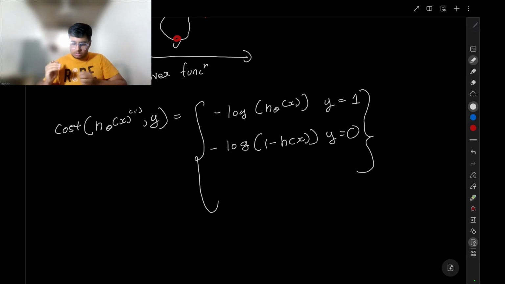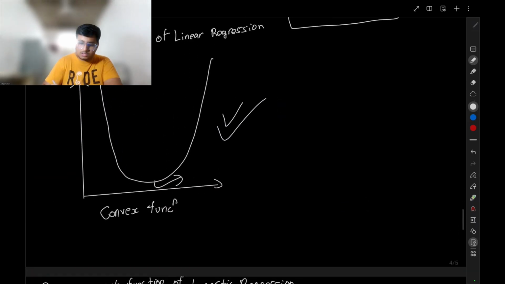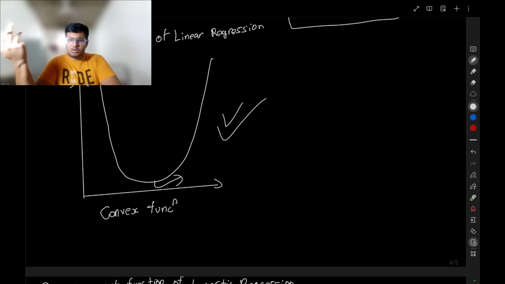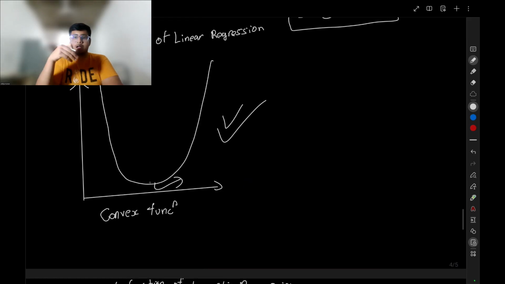If we draw the graph of our modified cost function, it will come like this only. If you don't believe me, you can go and draw the graph. I am not proving that, but if you want, you can draw the graph in graph simulators or anywhere. You will get a graph like this. So here, our main aim was to make the cost function a convex function, which we have done.